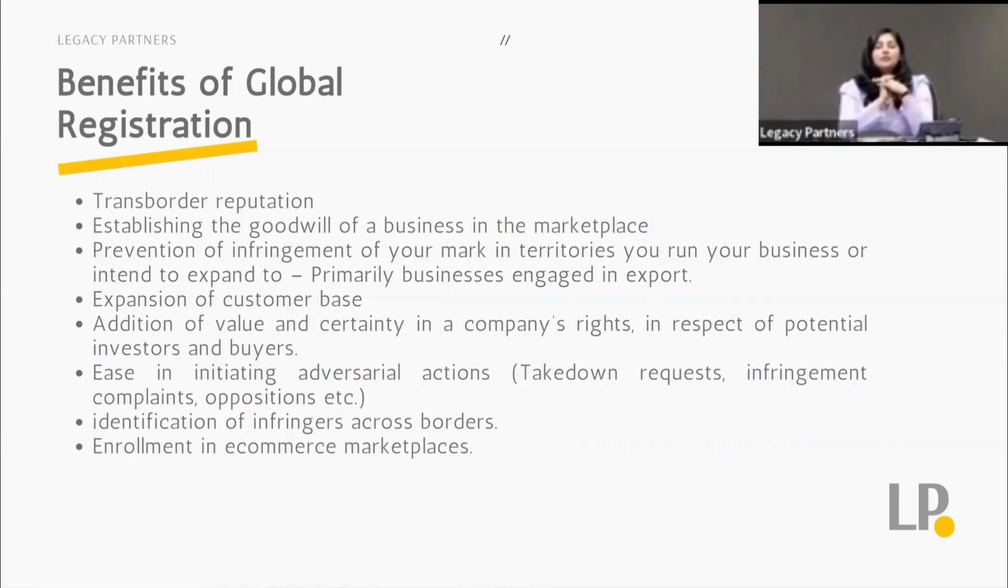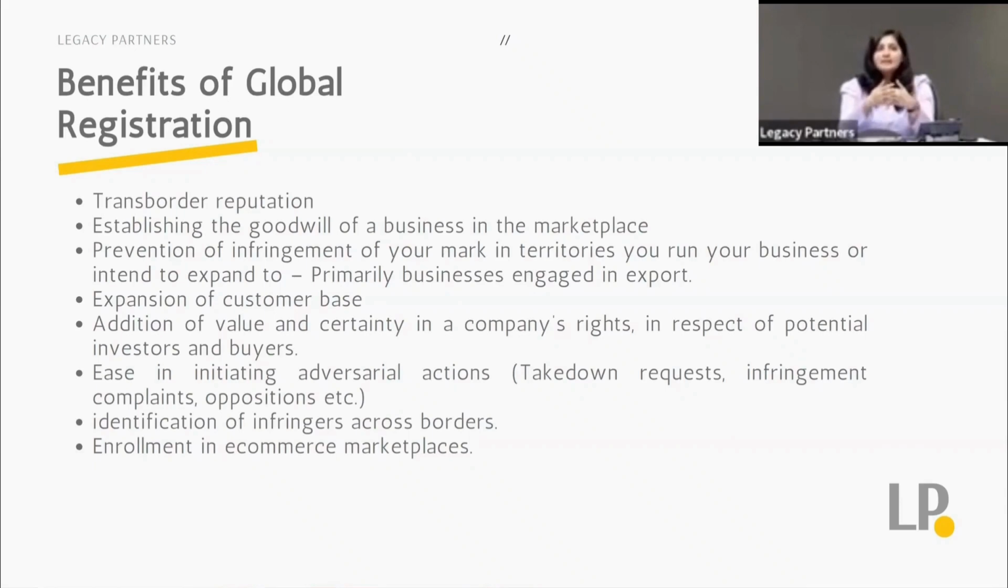The first one is transborder reputation, of course, as the name itself suggests. It is the reputation and goodwill that you may hold beyond borders, beyond your country, internationally, or in any other country that you're doing your business in. Having your trademark registration in a particular country is prima facie evidence that you are established there as a brand, and it leads consumers to believe that you are established as a brand there.